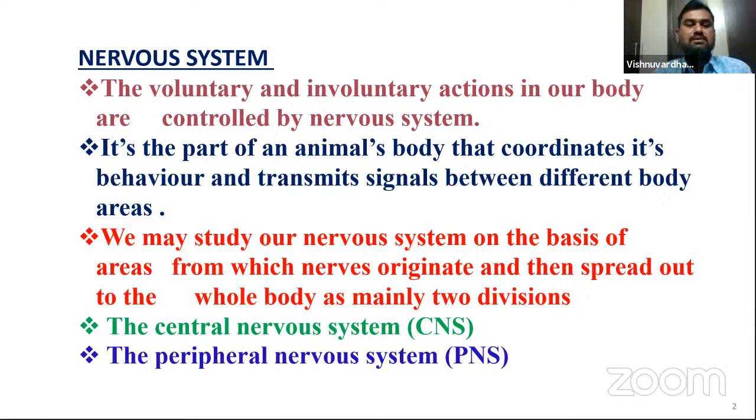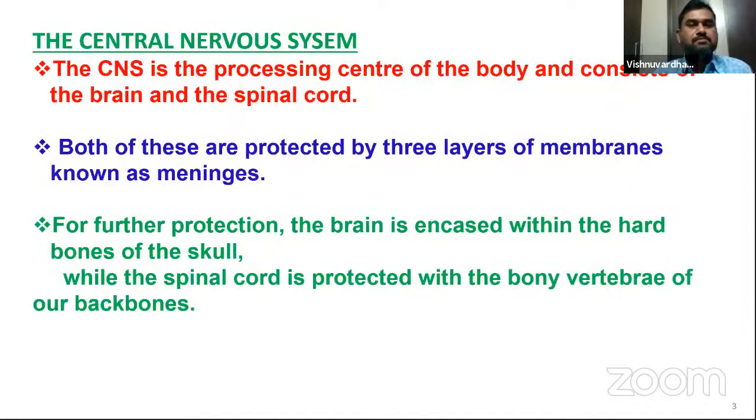There are two divisions in our nervous system, that is the central nervous system and the peripheral nervous system. This is already explained by our teachers. Okay, we recapitulate about the central nervous system. The CNS is the processing center of the body and consists of the brain and the spinal cord. You already know that any information will be processed by the brain and it produces responses. These are the main parts of the nervous system. Brain and spinal cord only process the information and produce responses.